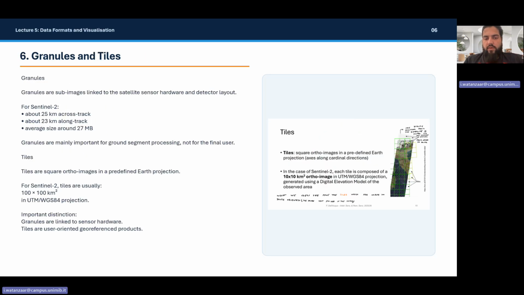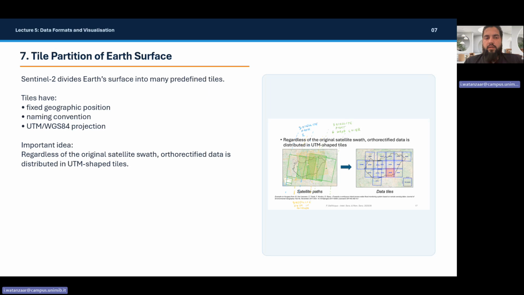So in the previous slide, we discussed that this is the user-oriented georeferenced product. Users are more dealing with this, in contrast to the granules, which are directly hardware oriented or sensor hardware oriented.